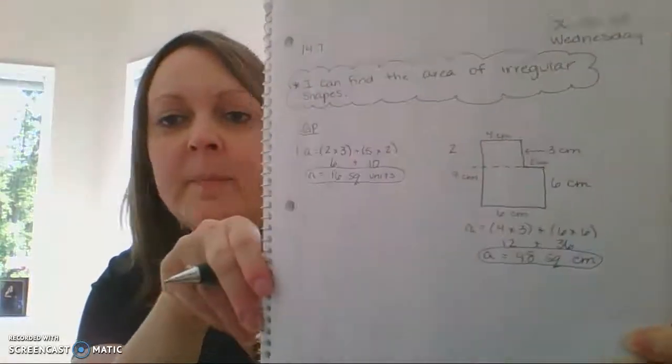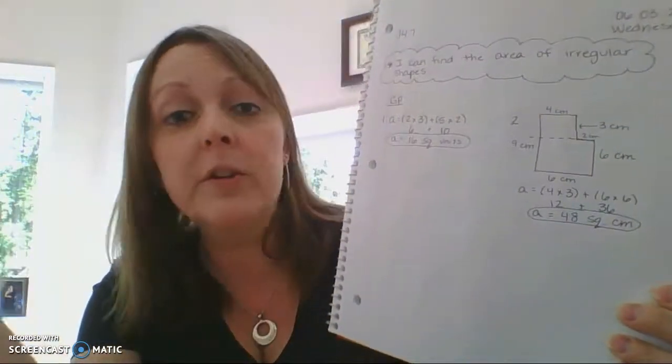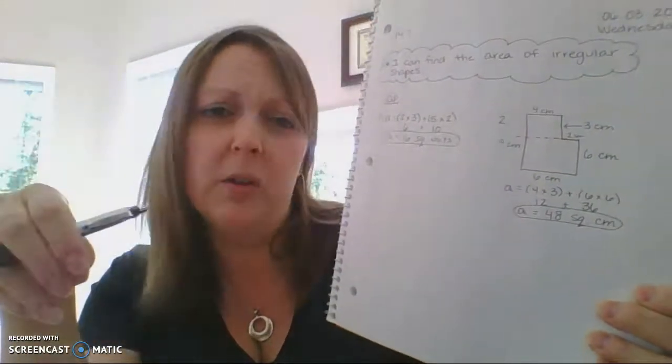And you know what? There are a lot of numbers involved in this. I am going to remember to circle my answer so I know what it is. And boys and girls, that is how we find the area of irregular shapes. You break it into smaller pieces and then you add it all together.